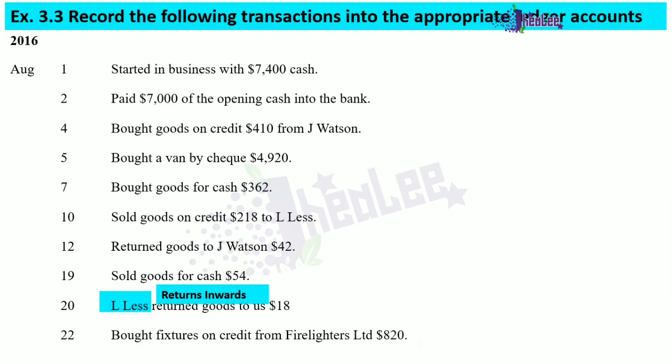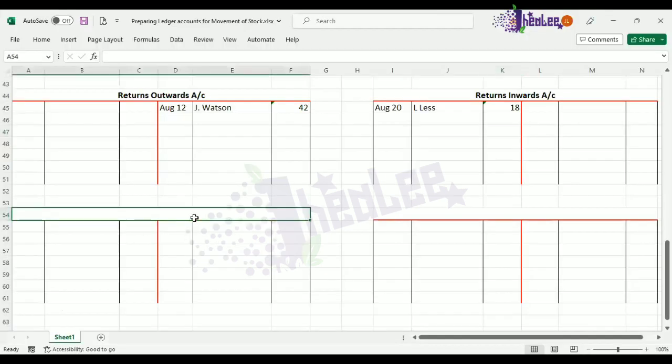So hence we need to show the effect in the fixtures account, and we have to show that we're owing Firelighters. So therefore the other account affected is Firelighters. We bought the fixtures, so that's an increase in fixtures. So the fixtures account should be debited because that's an asset, and we're owing Firelighters more. So therefore Firelighters account should be credited because that's an increase in liability. So we need to open an account for fixtures by placing the account title at the top of the T. So that's fixtures account. And this is an increase in the fixtures, which is assets.